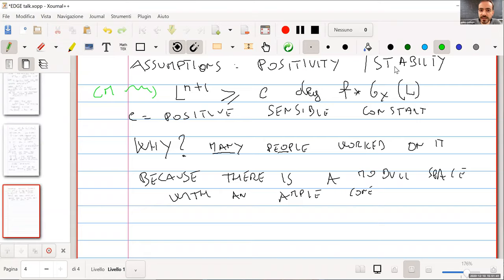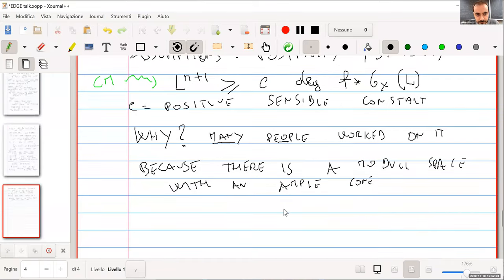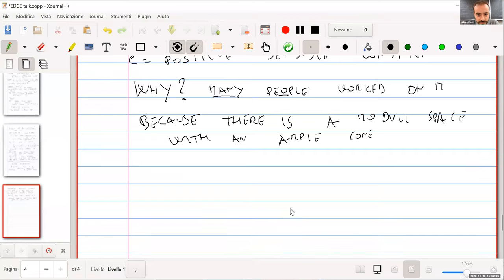And also, why stability? Because stability is needed to have an ample cone, to have a moduli space. So you need something which allows you to construct a moduli space. And once your assumptions are the kind of assumptions you would use to construct a moduli space, you are meant to get something like this in order to describe the ample cone, because the ample cone is there to help you somehow. So these are the motivations.